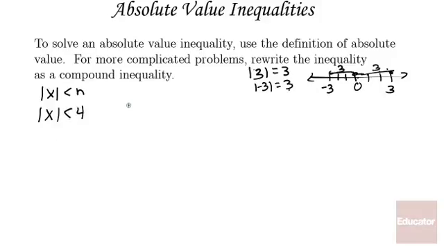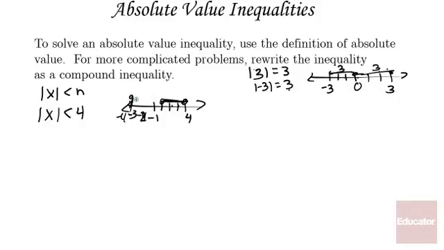Think about what this is saying. It's saying that the absolute value of x is less than 4 units from 0. Okay, so anything that is less than 4, so it could be 3, 2, 1, but it's less than 4 away from 0. That could be satisfied by anything between 0 and 4, but it can also be satisfied by anything between 0 and -4.